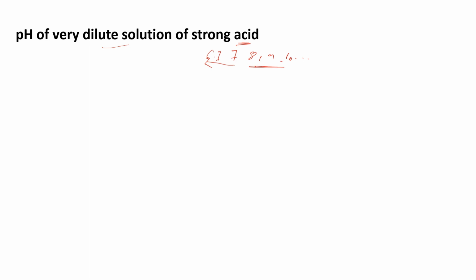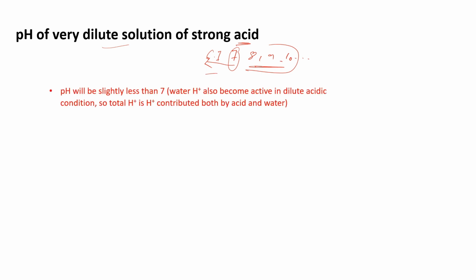Correct? So the pH of a very dilute solution of strong acid, how we will find? Because it is an acid, definitely the pH won't be 7, and the pH won't be more than 7. So the pH should be less than 7, but because it is diluted a lot, the pH will be slightly less than 7. But when we dilute any strong acid, in that case, the water's H plus also becomes active. So now, in this case, if the solution is diluted, the total H plus is the H plus donated from this acid and also the H plus donated by the water molecule.